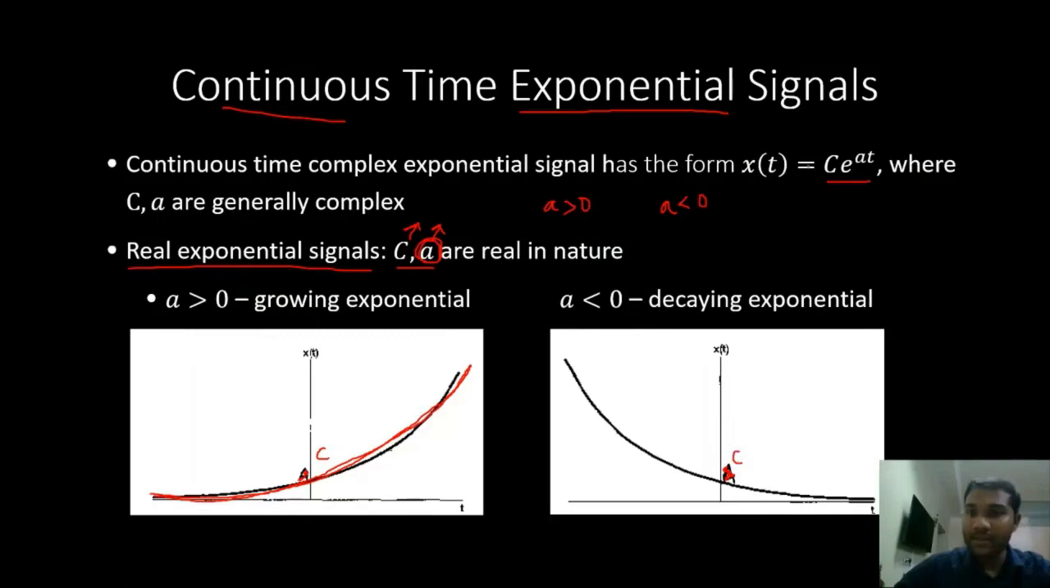When A is less than 0, e power minus at it becomes. So e power minus at is nothing but a decaying exponential. As time increases, the exponential decreases. Here, as time increases, the exponential increases. A greater than 0, we get a growing exponential. A less than 0, we get a decaying exponential.